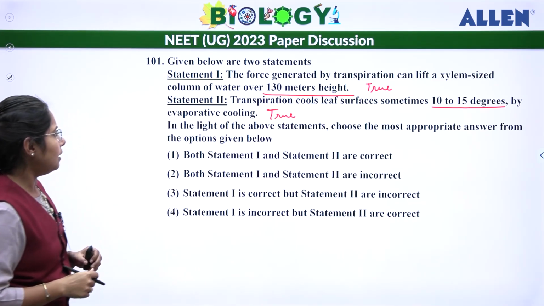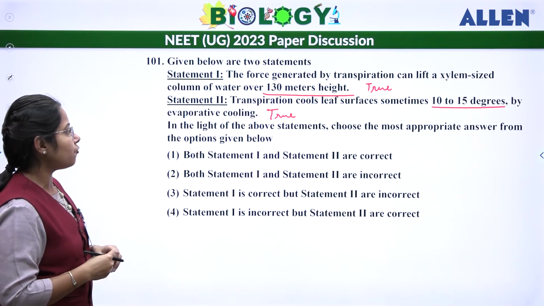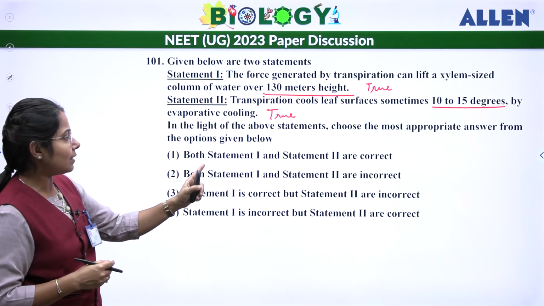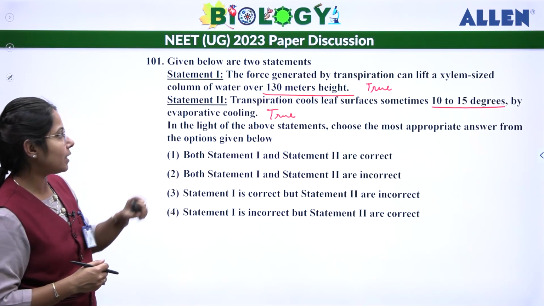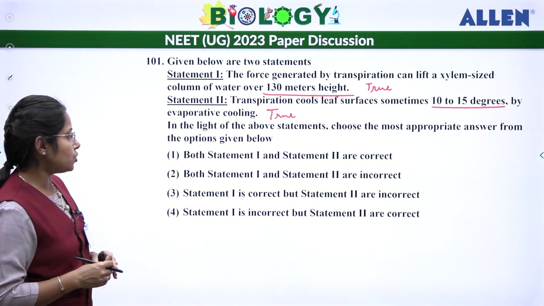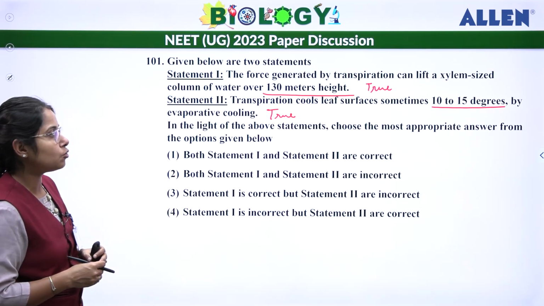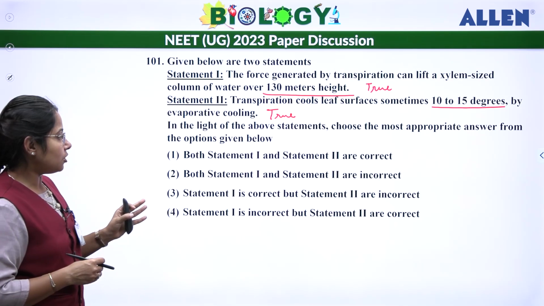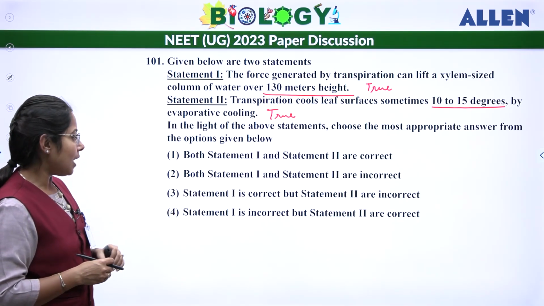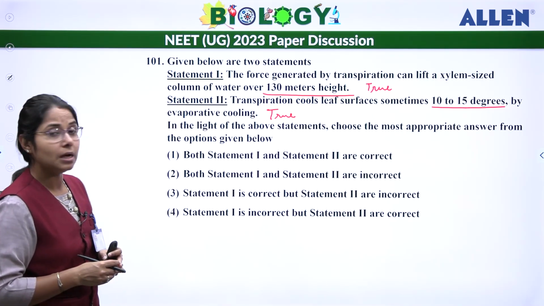Okay, so in the light of the above statements, choose the most appropriate answer from the options given below. So we see the first option, both statement 1 and statement 2 are correct. So we can see both the statements are true. So these are correct statements. Option 2 says both statement 1 and statement 2 are incorrect. So we have just seen that both the statements are correct. Option 3 says statement 1 is correct but statement 2 is incorrect. And the option 4 says statement 1 is incorrect but statement 2 is correct.